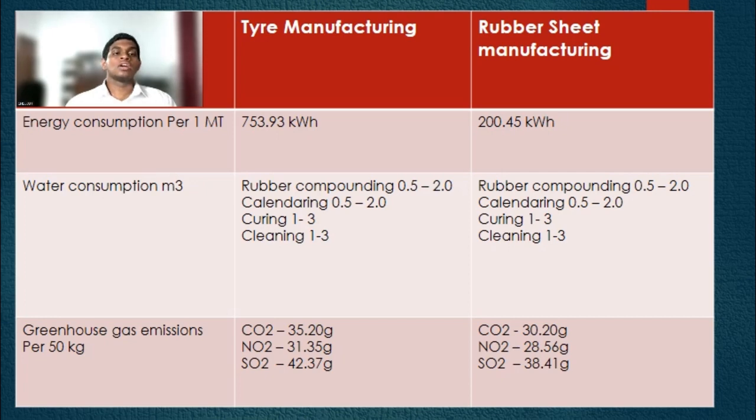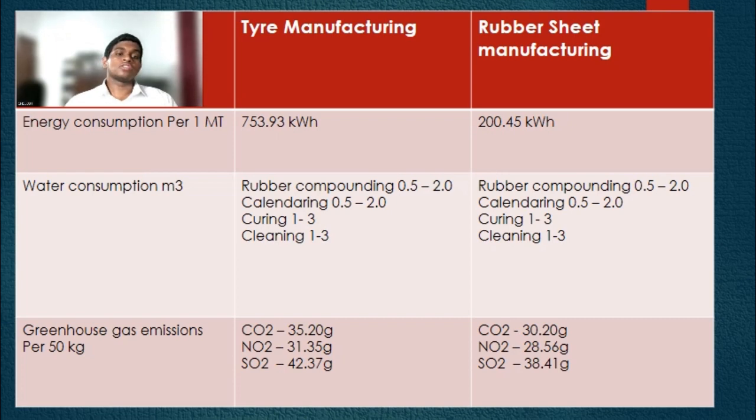As you can see, energy consumption for producing 1 ton of vehicle tires is 753.93 kilowatt hours. Water consumption varies across stages such as rubber compounding, calendering, curing, and cleaning. Greenhouse gas emissions include carbon dioxide, nitrogen dioxide, and sulfur dioxide.